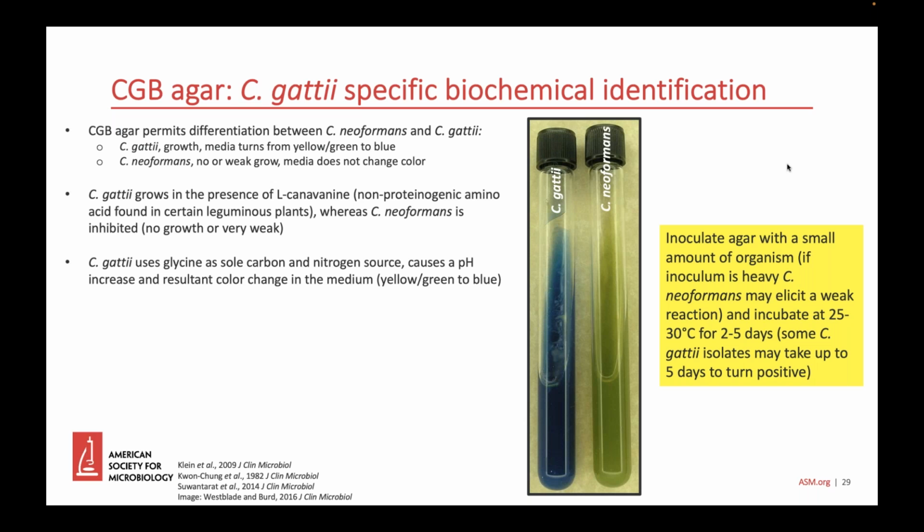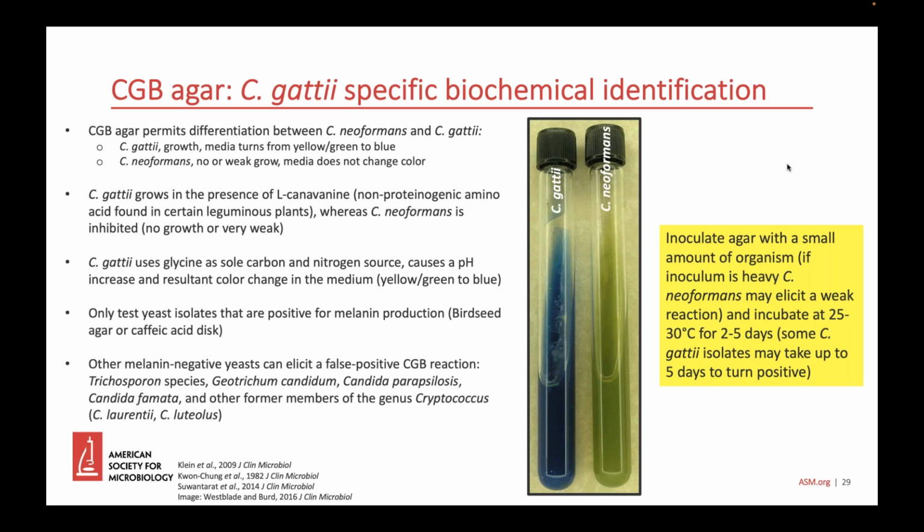And then once gattii grows on that medium, it will use glycine as a sole carbon and nitrogen source, and that will lead to a pH increase and ultimately a color change in the medium, from yellow-green to blue. You should only test isolates on this medium that are positive for melanin production, so birdseed agar or caffeic acid disc positive. You shouldn't test melanin-negative yeast isolates on this medium because they can elicit a false positive reaction.